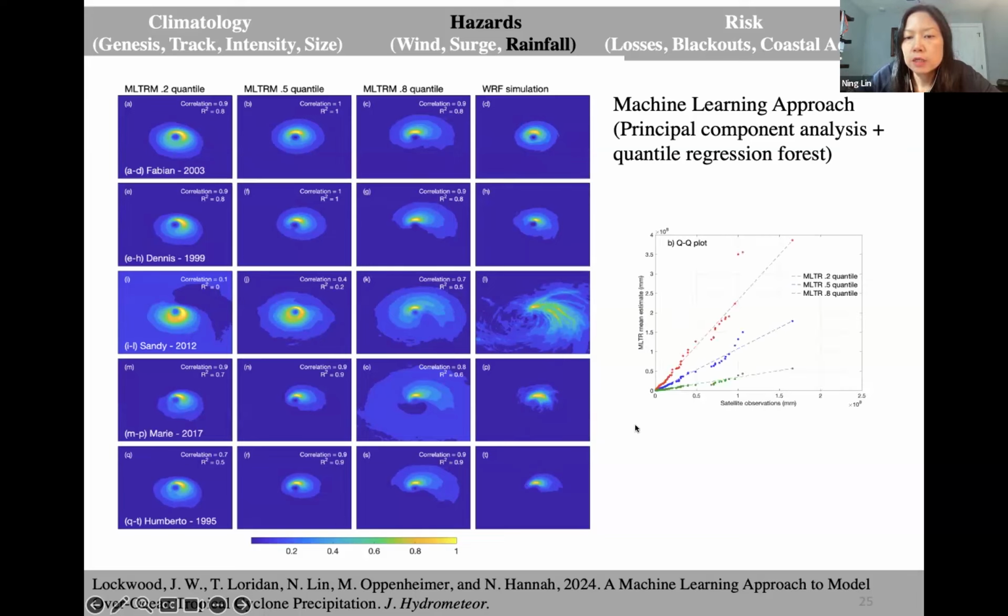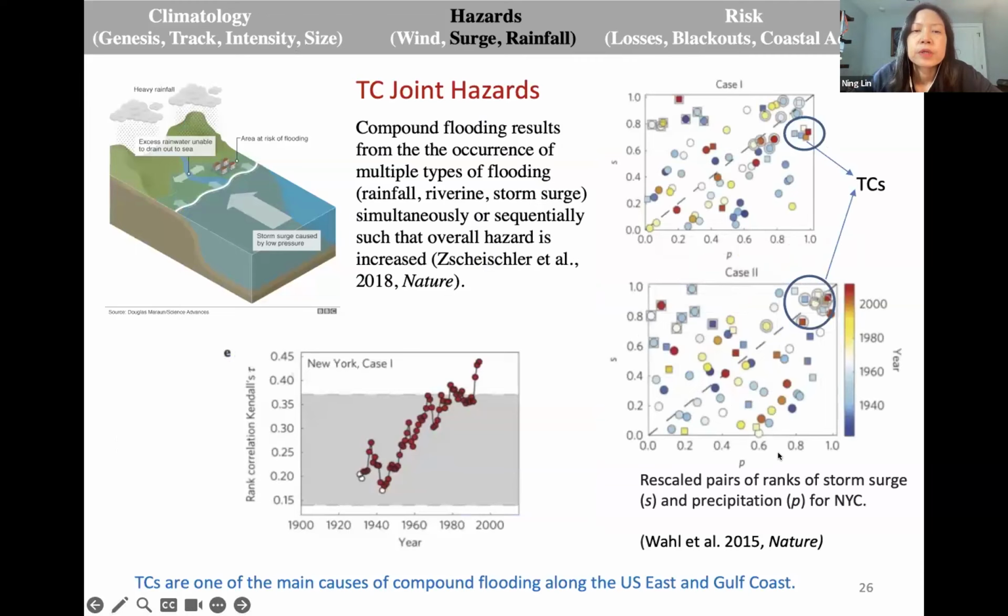But overall, here's a comparison of the prediction of the total rainfall compared to satellite observation for different quantiles, and the comparison is really good. So just a direction to explore, the next step is to see if we can combine the simple physics model, which captures the main structure, and this machine learning model that captures the detailed features that a physics model did not capture. That's where we are heading right now.